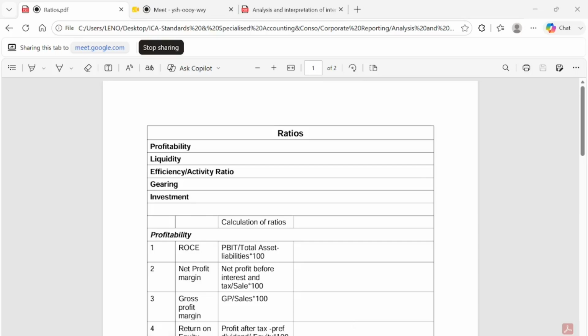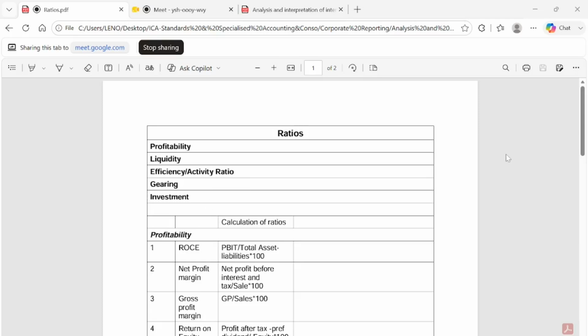All right, so we have ratios. So far, we have done other tools we use for analyzing and interpreting financial statements. We've done vertical analysis, we've done horizontal analysis. So we will crown it all with ratios. In the ratios, we have 5 categories: profitability, liquidity, efficiency and activity ratio, gearing, and investment. It has been categorized into 5.